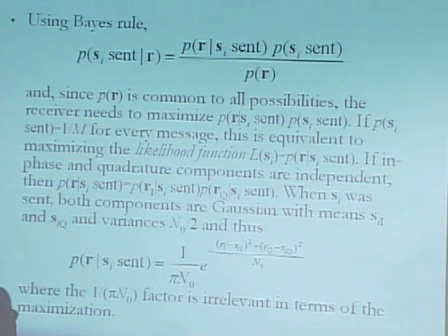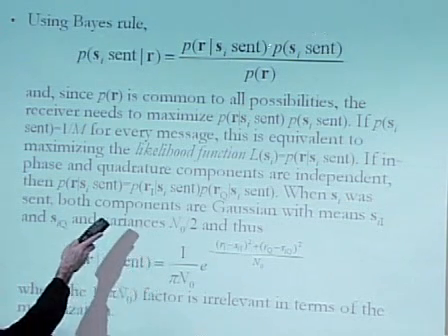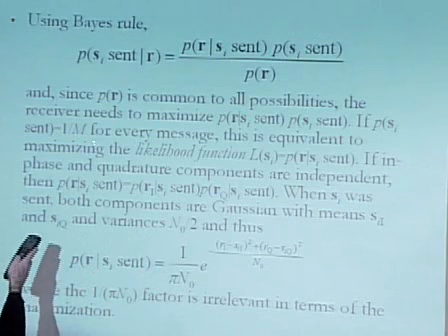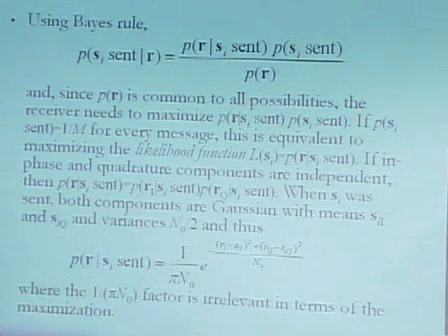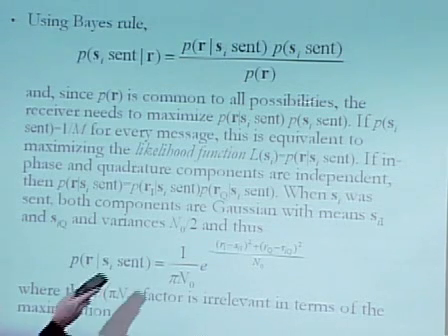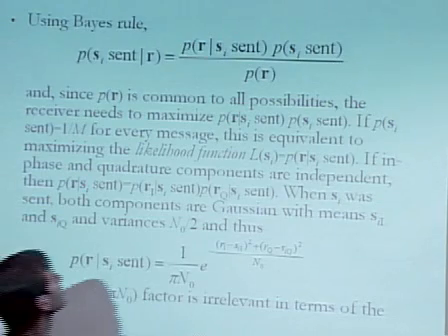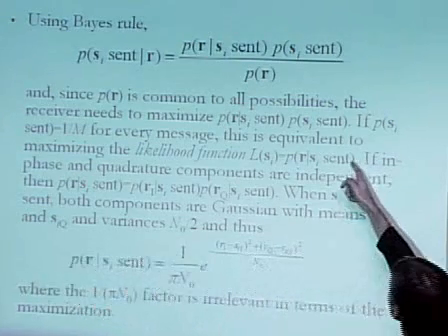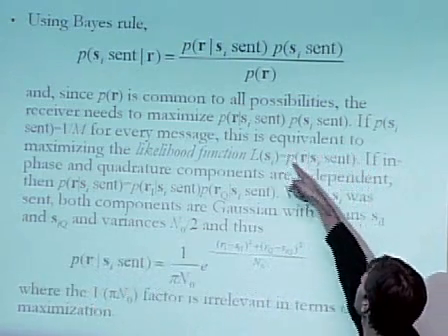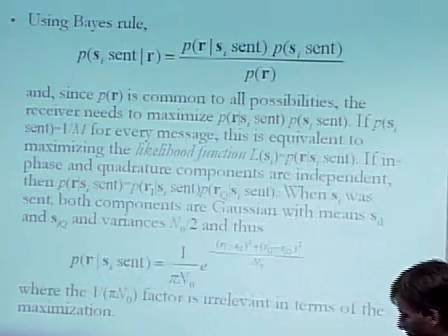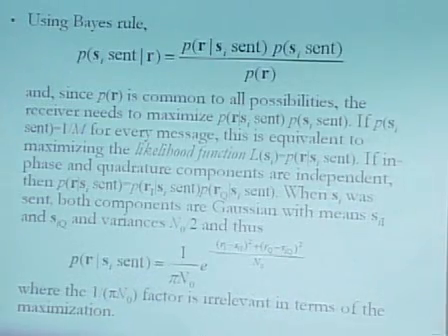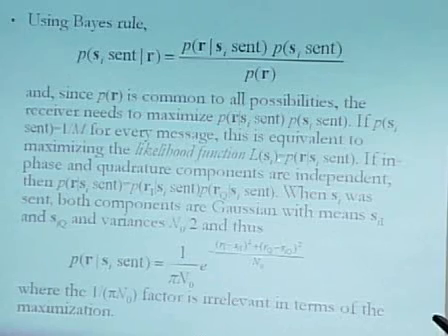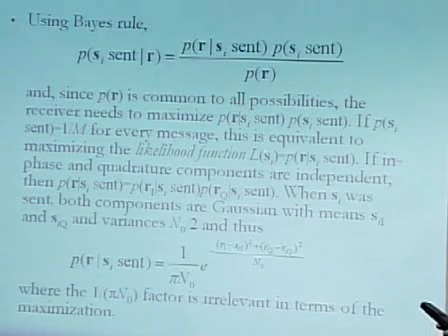Now, under the assumption that all the points have the same probability, the probability that S sub I was sent is 1 over capital M. There are M points, each with probability 1 over M. And so this also disappears from the maximization. So now we're left with this function that we're going to maximize: the probability that R was received given that S sub I was sent. We give this a name. We call it the likelihood function, L.